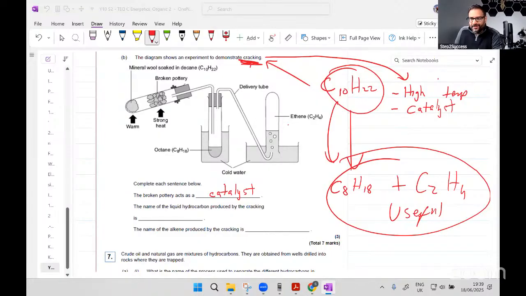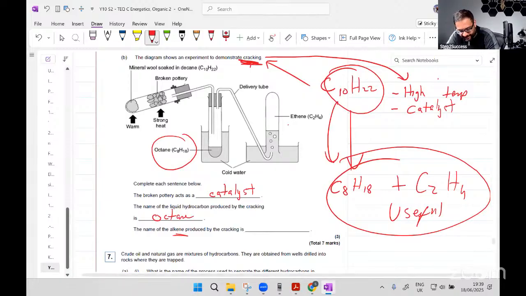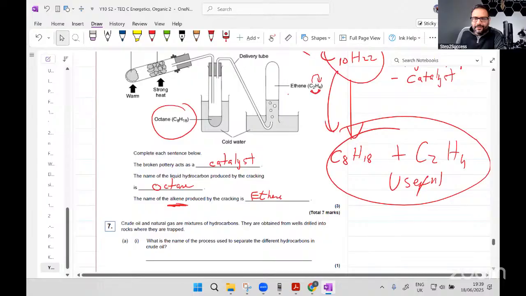Let's check what it wants. It wants octane, this one here. Oh, okay, that's not great. But the name of the alkene produced is ethene. It's that one there. An alkene, remember, has this general formula where you double the C's to get to the H's. Right, I think that covers everything you wanted.